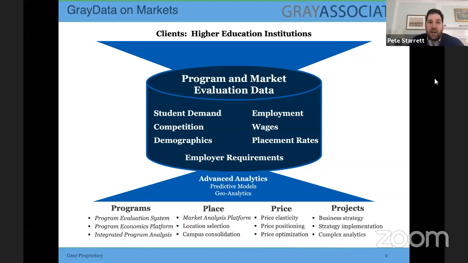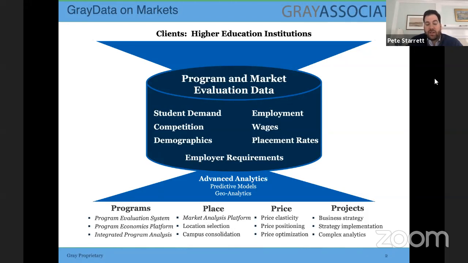We'll be touching on one of those aspects today within student demand as we walk through the inquiries and the Google search trends. But we also have lots of other market data revolving around competition. We've got employment data, several sources actually, including wages, placement rates, and employer requirements, and we're expanding that database to get more details into the job postings as well.